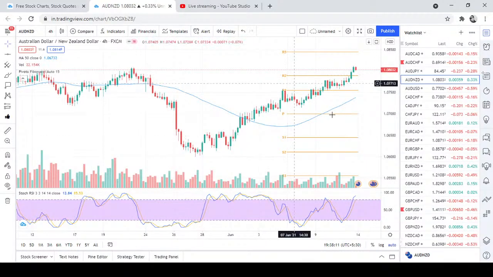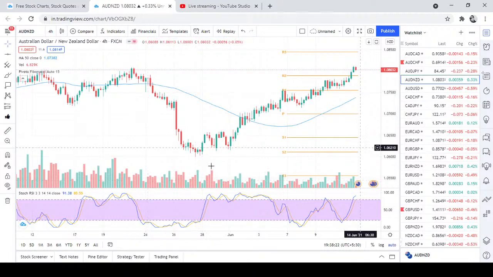AUD/NZD, Australian dollar, New Zealand dollar. This is the chart for the Australian dollar, New Zealand dollar, guys, and this is a very bullish chart. There is no doubt about it. The chart is beautiful going up. This is a trending market, and as we all know, in a trending market like this, we should only look for buying opportunities, because if we short the market here, then we will get trapped. Therefore, no shorting opportunities, only buying opportunities.